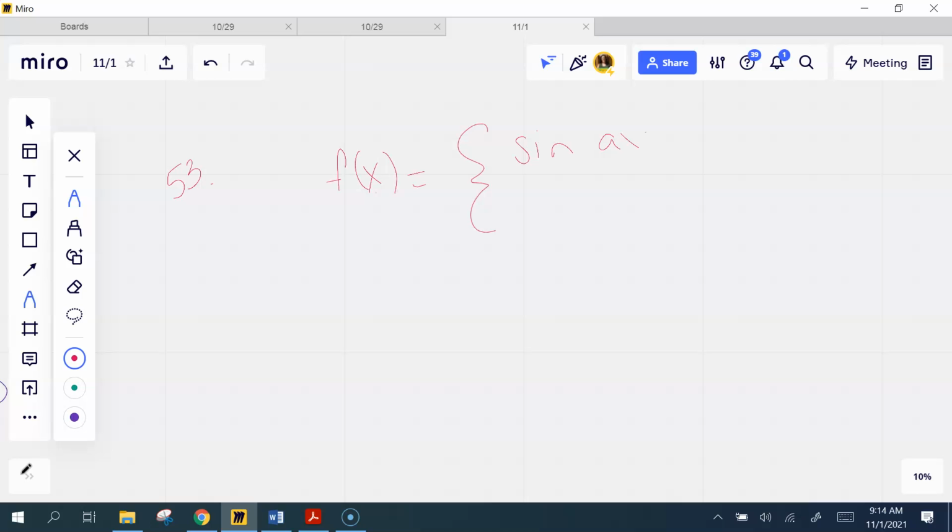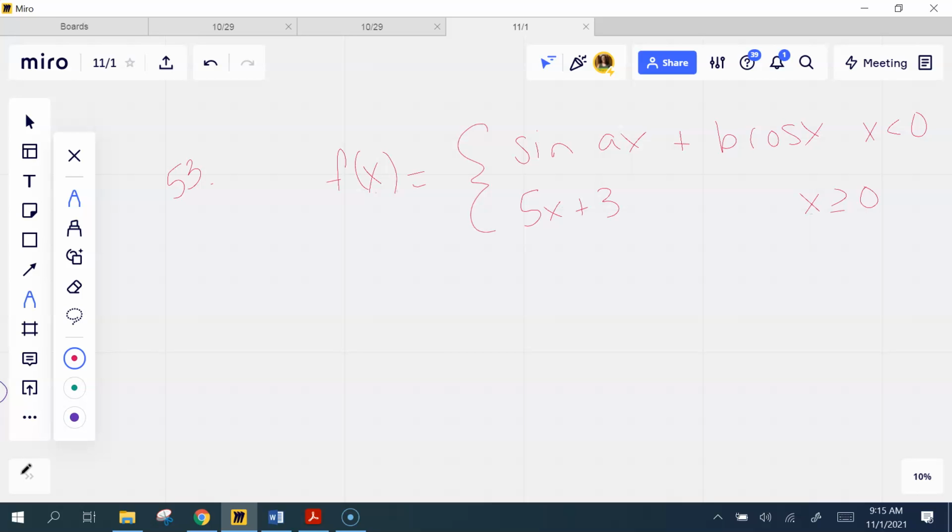Sine of ax plus b cosine x when x is less than 0, and 5x plus 3 when x is greater than or equal to 0. If f is continuous at x equals 0, didn't we do one of these on Friday, but it was an m instead of an a?